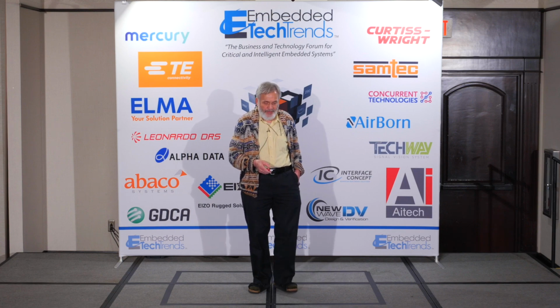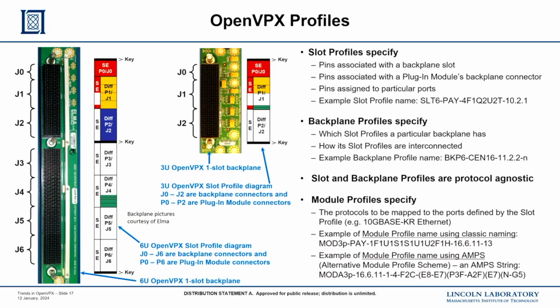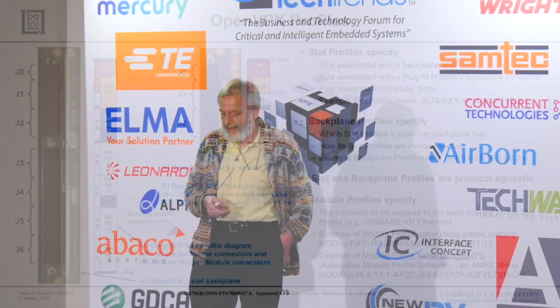OpenVPX profiles, there's some profile diagrams shown there, as well as pictures of backplane slots. Slot profiles specify the pins associated with the backplane slot, the pins associated with a plug-in module's backplane connector, and then those pins are assigned particular ports, like an Ethernet port. And then backplane profiles specify which slot profiles a particular backplane has, where, and how those slots are interconnected. And both backplane and slot profiles are protocol agnostic. The protocols are layered on by module profiles.